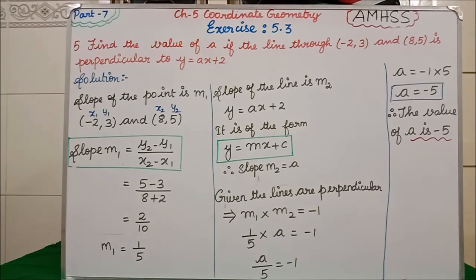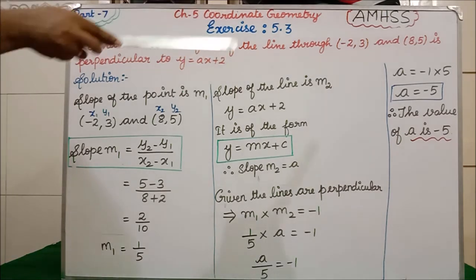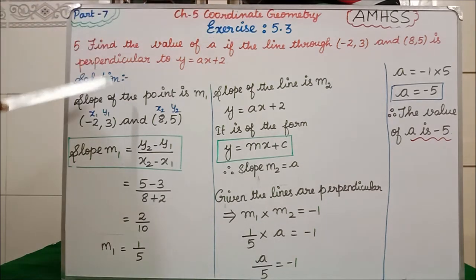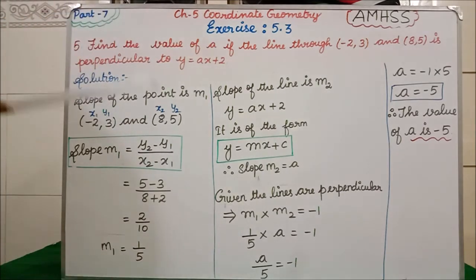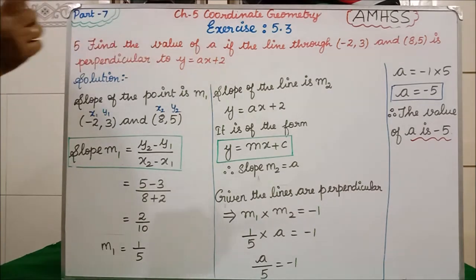So, now perpendicular means we know the formula m1 into m2 is equal to minus 1. Isn't it? So, using the first two points, we are going to find the m1. Next, using this line, we are going to find the m2. Then, perpendicular formula we are going to apply. Here, after applying, we are going to find the value of a. Clear, students? Shall we start the solution now?